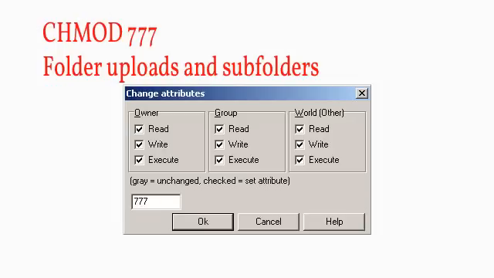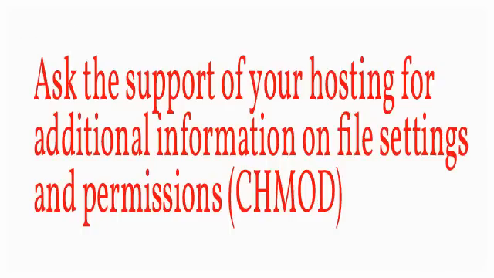Once the software is fully uploaded, you need to set permissions for the upload folder and the two subfolders within the upload folder. Set permissions to 777. Your hosting company will be able to help you with any additional information on file settings and permissions you might need and guide you through the process of it if needed.